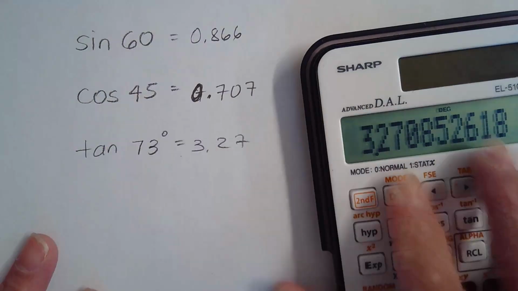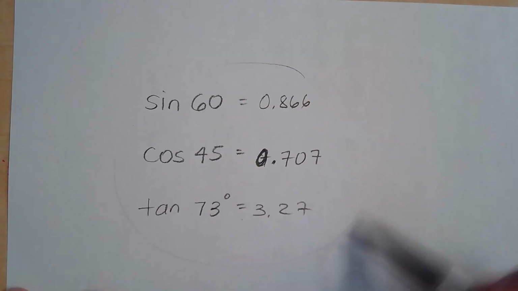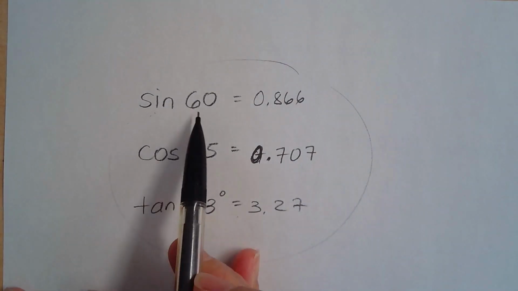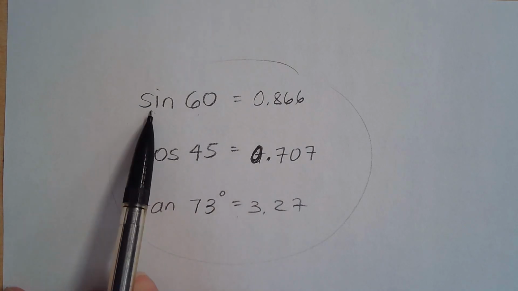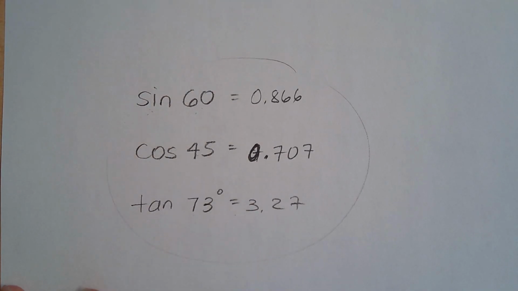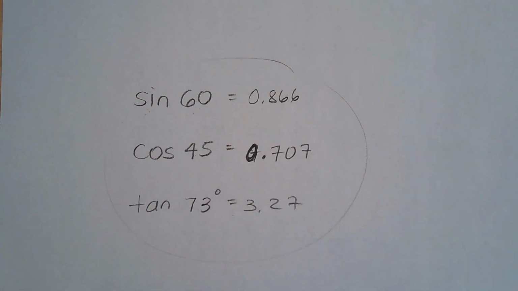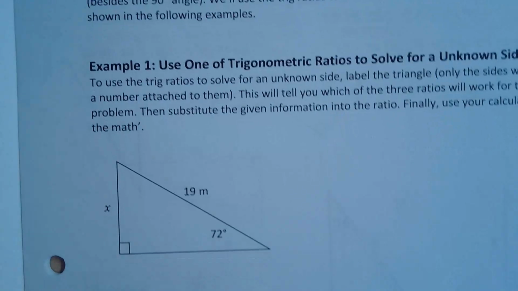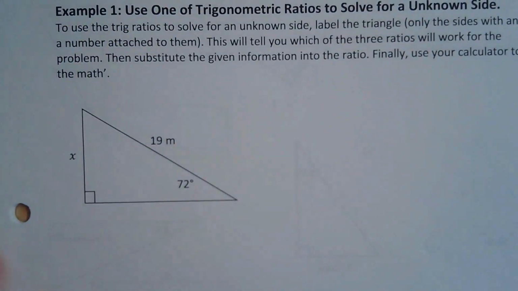3.27. So what we're seeing here is that when we press sine of 60, cos of something, tan of another angle, those ones are just numbers. It will produce a number. So here we go. Let's take a look at example 1.